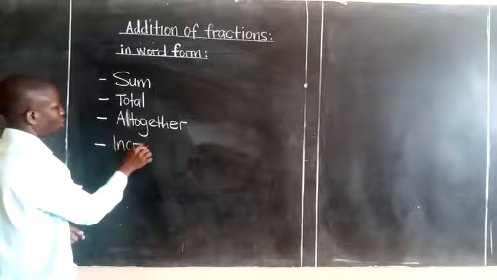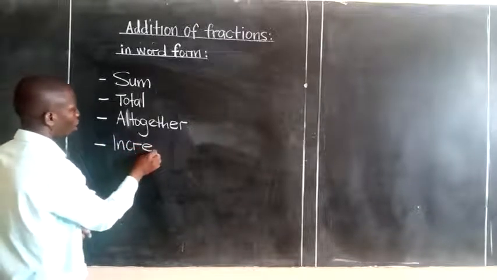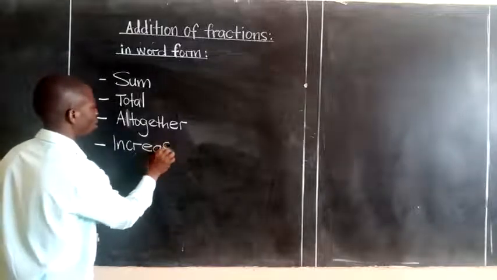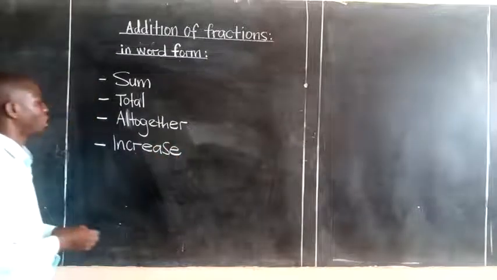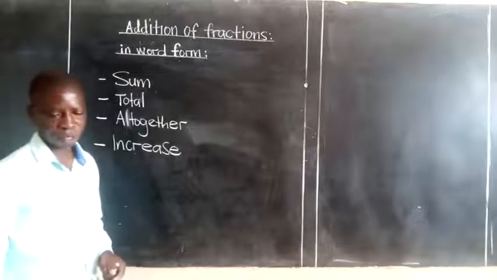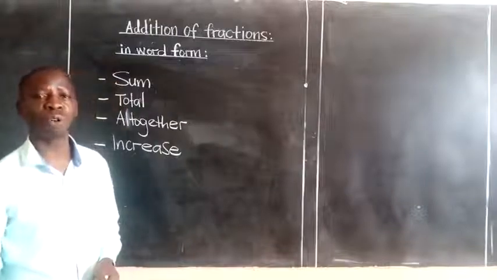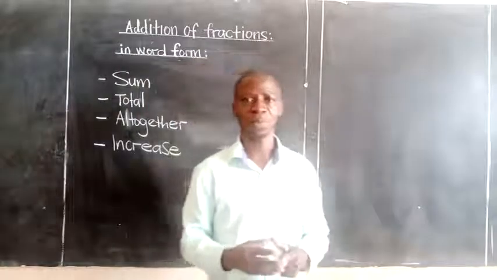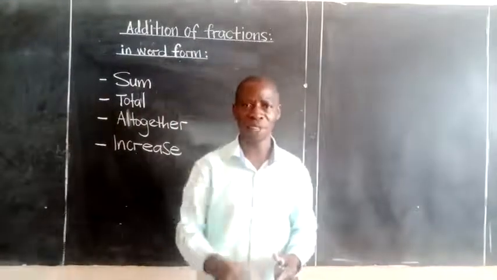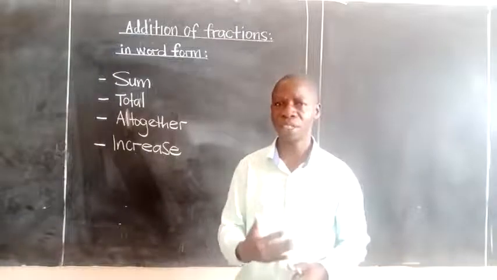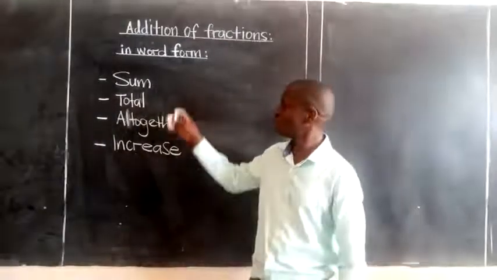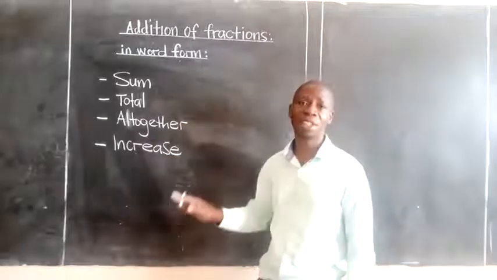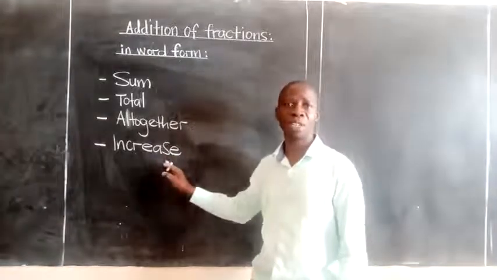If they don't use any of these words, still they can use this word: increase. They can say increase. To increase is to make it bigger. Add on something. To increase means to add on something. So if they don't use any of these words and they say increase, you simply add and get the increase. You simply get the total.